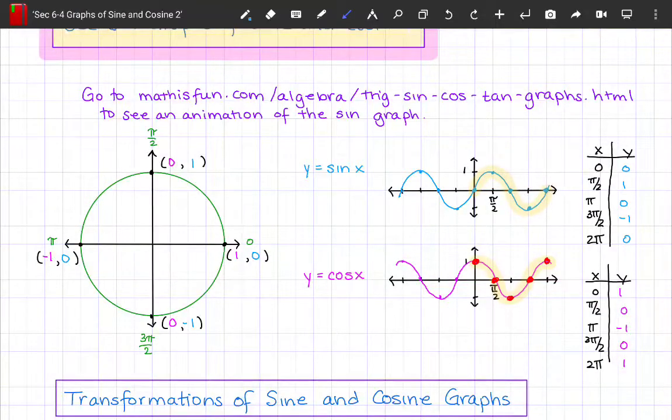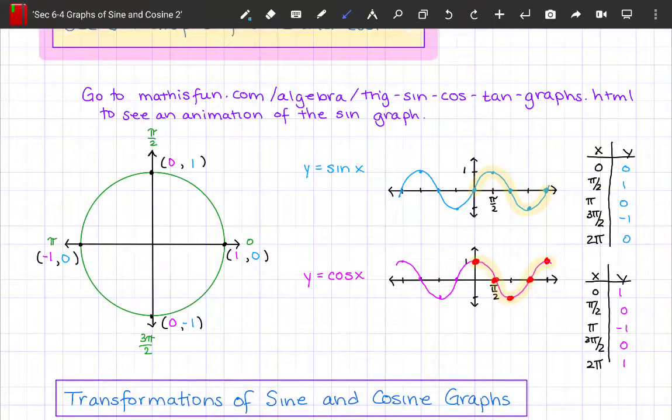And that's these points right here: (0, 0), (pi over 2, 1), (pi, 0), (3 pi over 2, -1), and (2 pi, 0). And then the graph just repeats and so on. And we can do the same pattern on the left-hand side. And that's where a sine graph comes from.